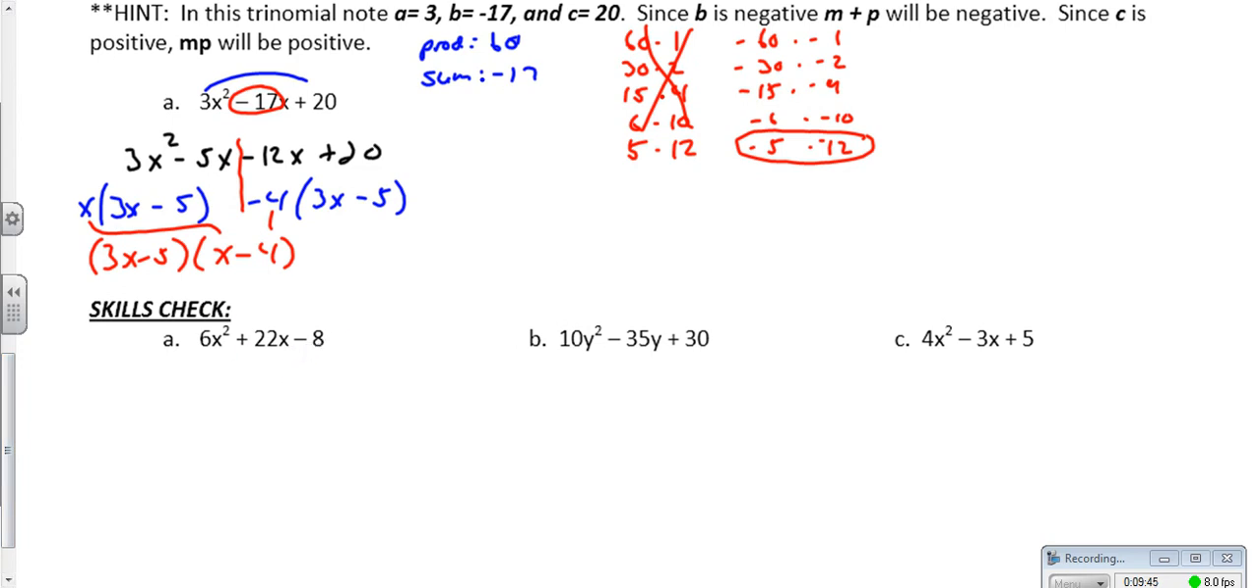Alright, so let's take a look at these. I'm going to go through these a little bit quicker. You can stop and try them on your own and pause it. That'd be a good idea. So I'm going to take 6 times negative 8, so the product of negative 48 and the sum of 22.